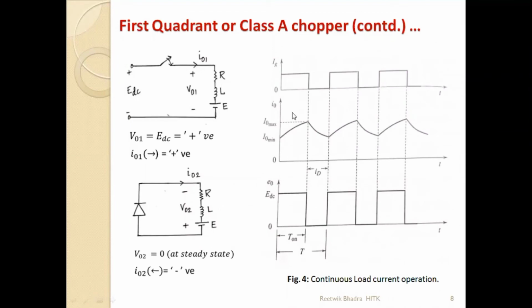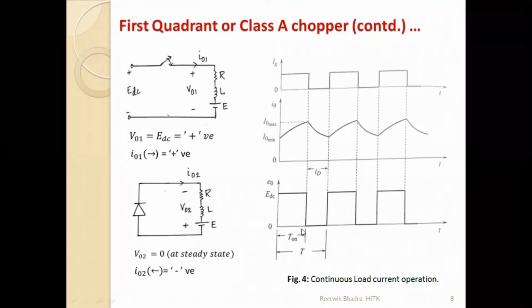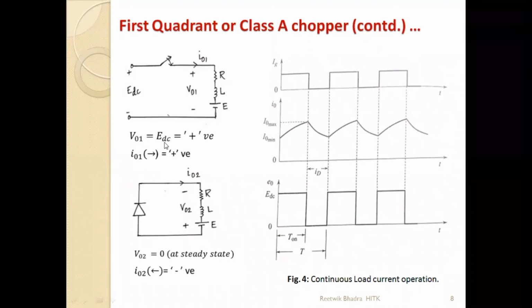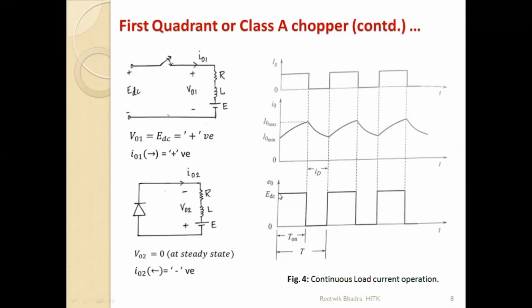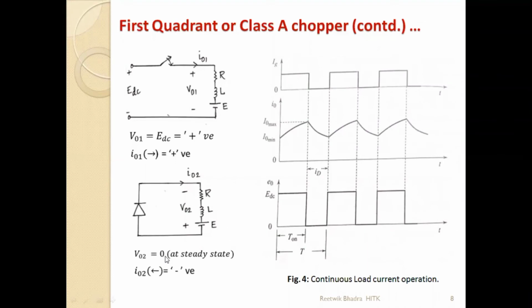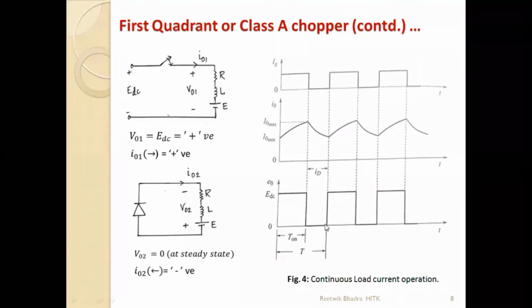For this, in the first T-on, what is happening in the T-on? EDC is V01, which is positive, and its magnitude is EDC. So V01 is EDC over here. In the second T-off, V02 is 0.